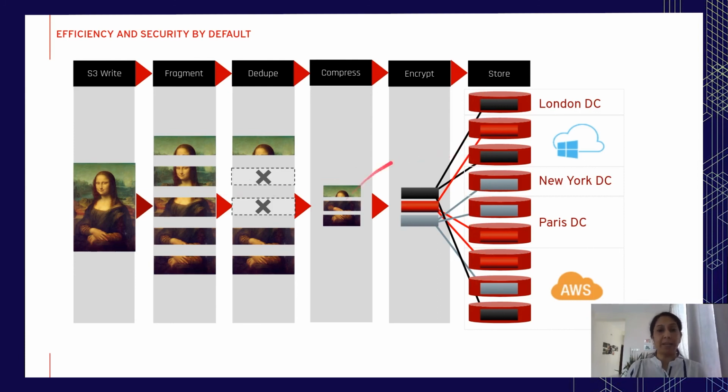Every bucket has policies, which I referred to in the previous slide. It could be a multi-cloud bucket, so your data is stored across AWS and maybe Azure. It could be a multi-site policy where your data can be stored across your London, New York, and Paris data center. So this is how any data that is written into Nuba goes through the pipeline and is finally stored.